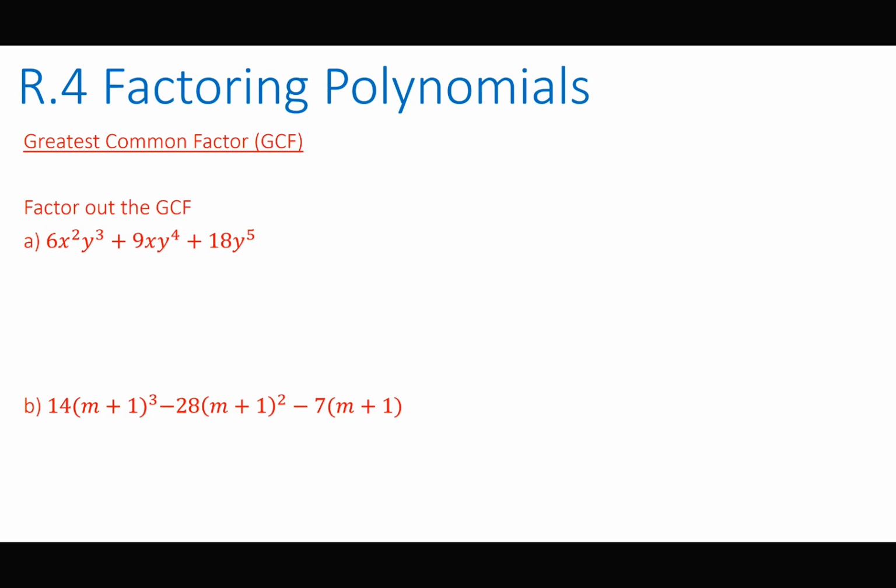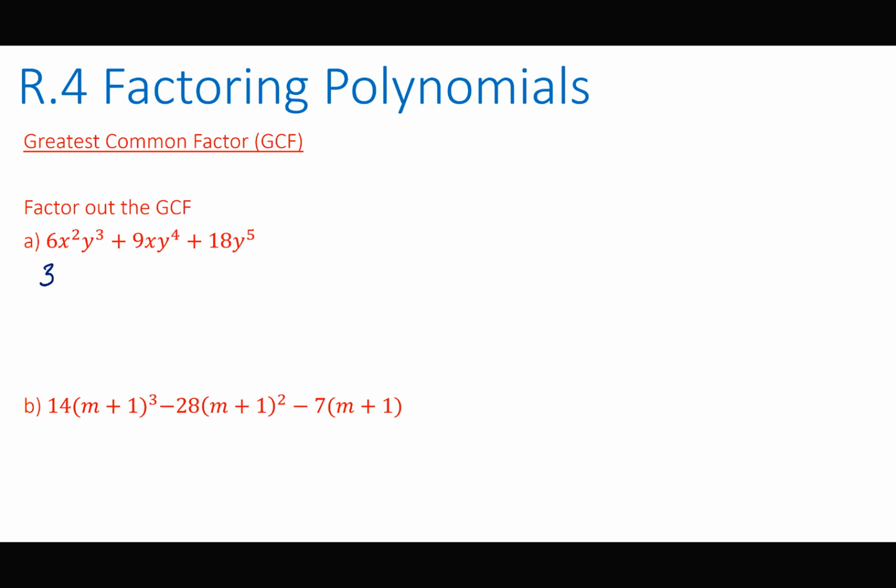All right, so this one, 6x squared y cubed minus 9x y to the fourth plus 18y to the fifth. So look at the numbers first. What's the biggest number that we could factor out? Okay, I can factor a 3 out. Can I factor an x or multiple x's out? No, because it's not in all three terms. X squared means I have 2 x's in the first term, 1 x in the second term, and no x's in the third term. So I cannot factor out an x.